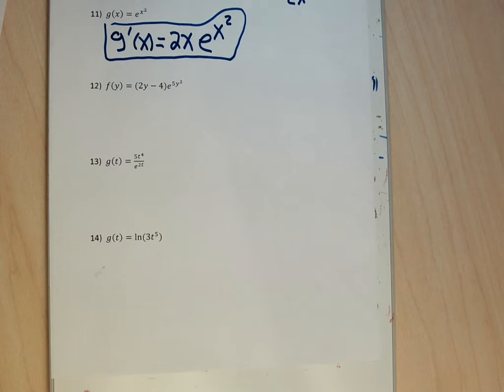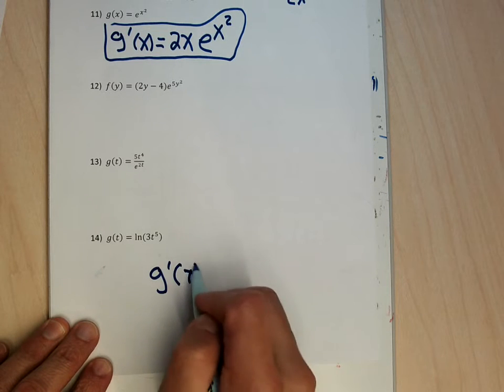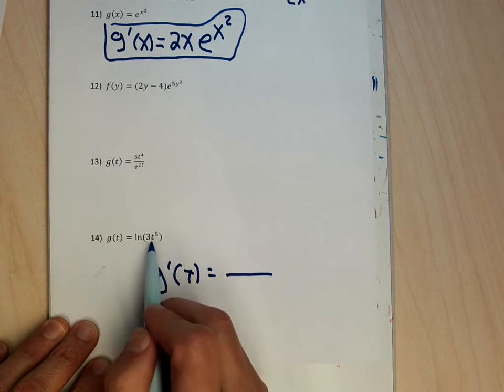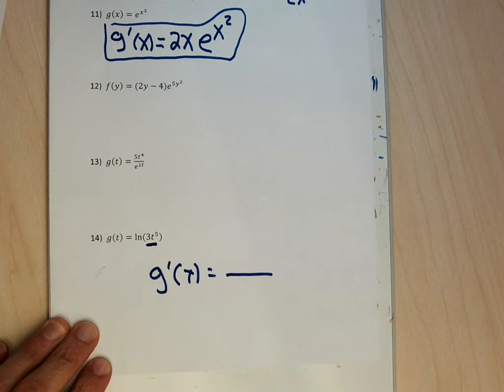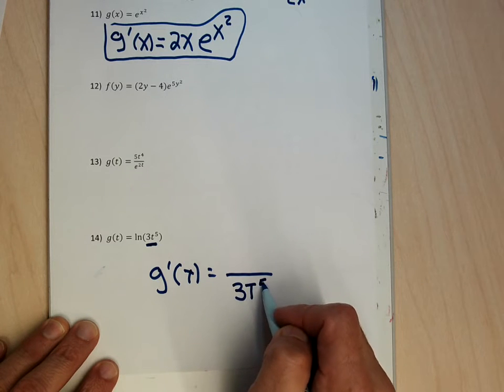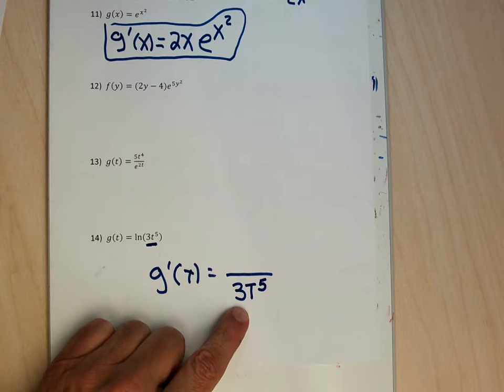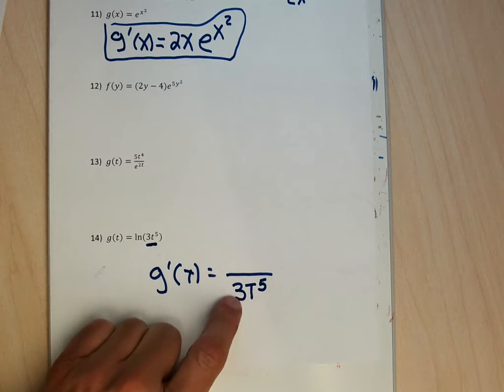14's a friendly problem. To do the derivative of an ln, you just form a fraction. In the denominator of the fraction, you write whatever the argument of the natural log is. In this case, it's 3t to the 5th. So ln's are super easy derivatives, just like e's are easy derivatives. So ln's, the derivatives are fractions. The denominator has the argument. The numerator is going to be the derivative of this denominator.